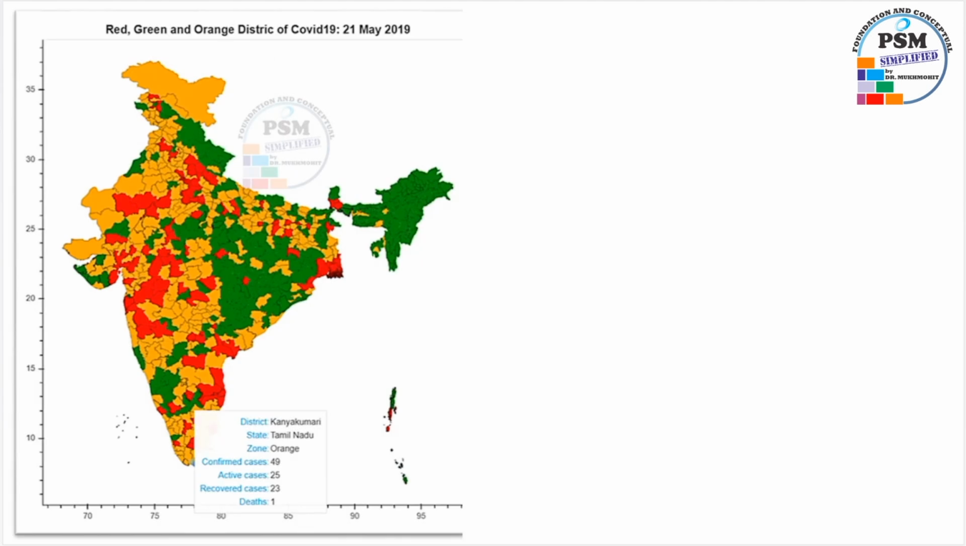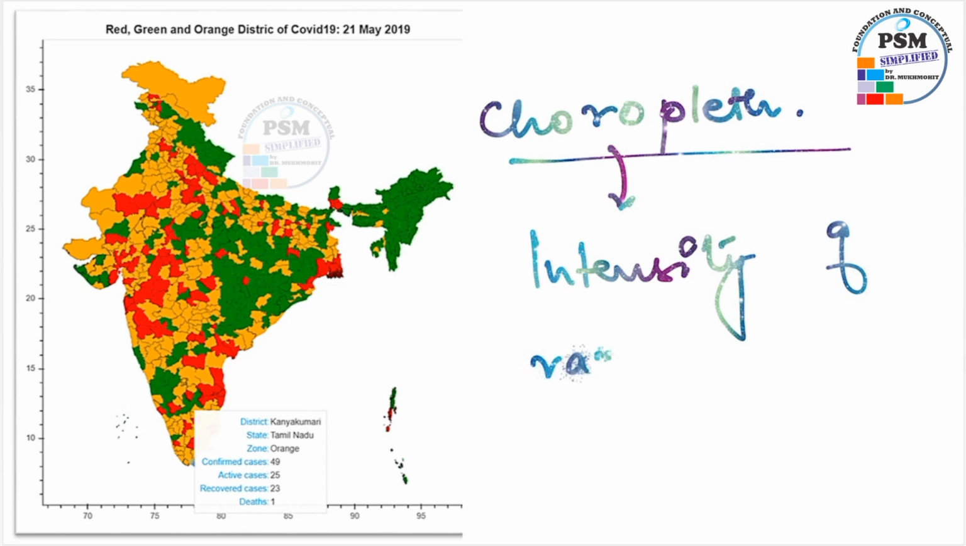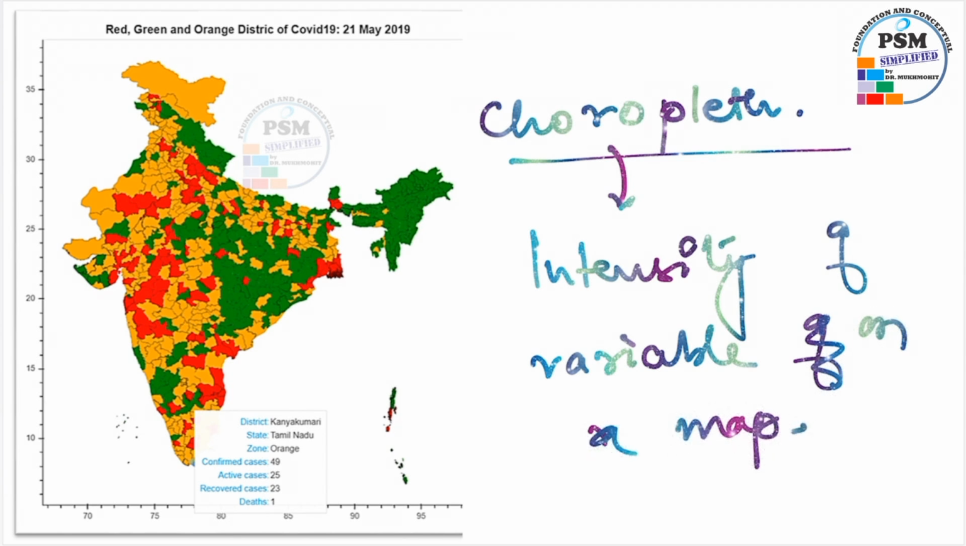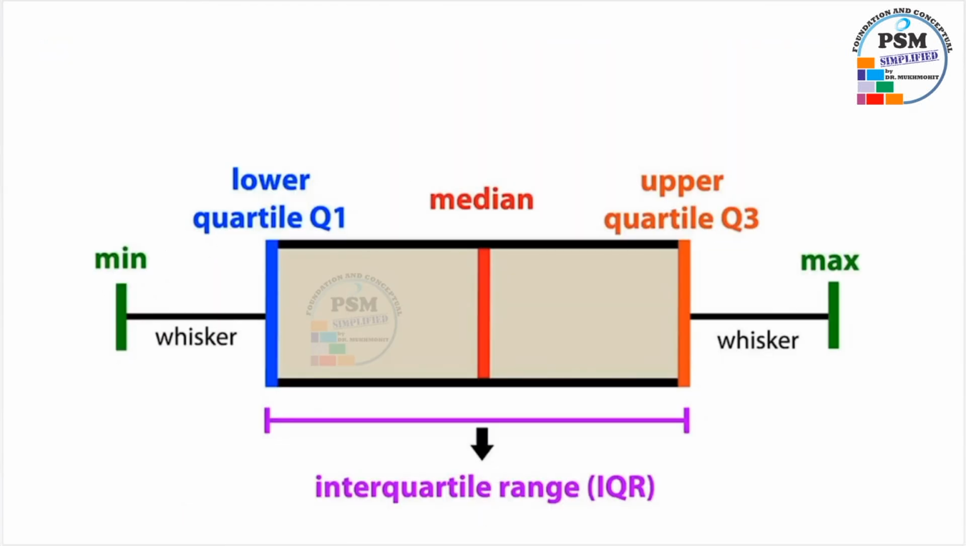Next, sometimes the examiner may ask you, what is this graph? This is called a choropleth graph. Please remember, this is not a spot map. Choropleth graph will tell you about the intensity of a variable on a map. On a map, we find out the intensity of a variable. That is called choropleth. It is not a spot map. Spot maps will tell you about the geographic location of a variable.